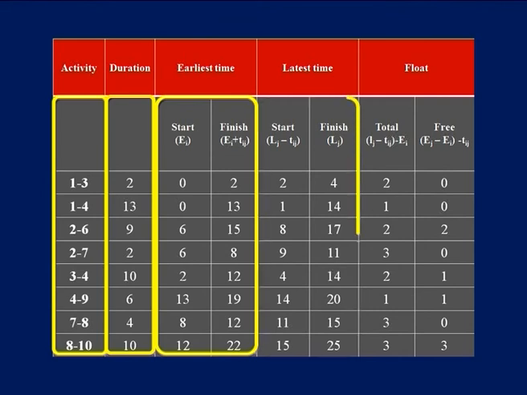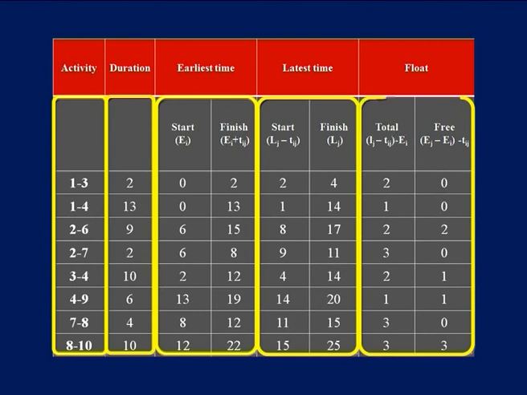The fourth column indicates the latest start time and the latest finish time. Latest start time is the latest finish time minus duration. Latest finish time is also calculated and taken. The next column indicates both the total float time and the free float time. Total float time is the latest finish time minus the duration, and the result minus earliest start time. The free float time is the difference of the earliest finish time and earliest start time, minus the duration of the activity.